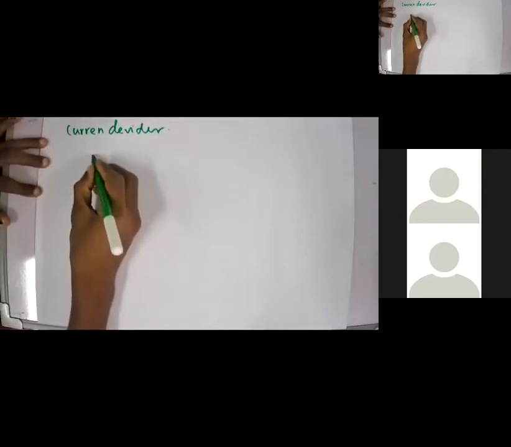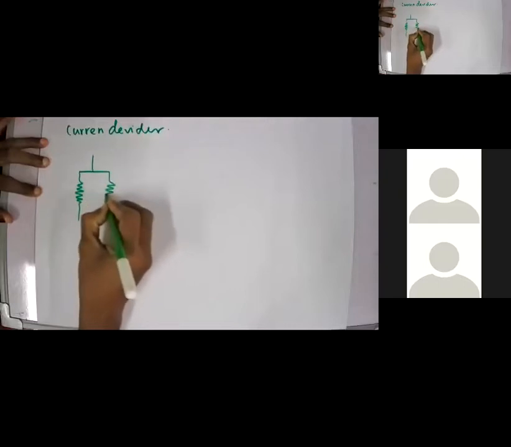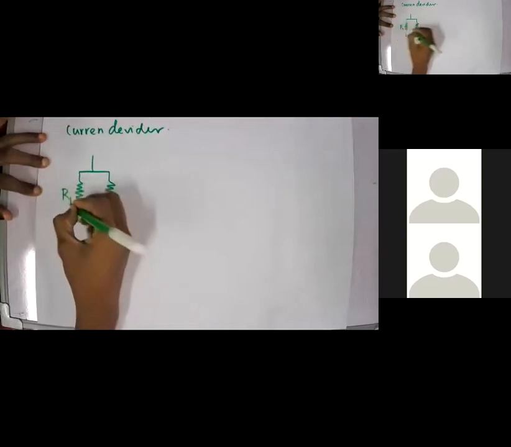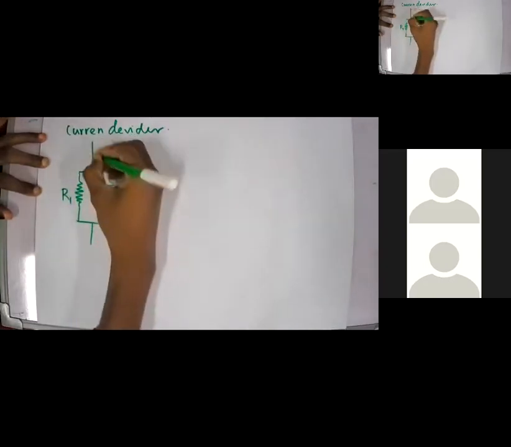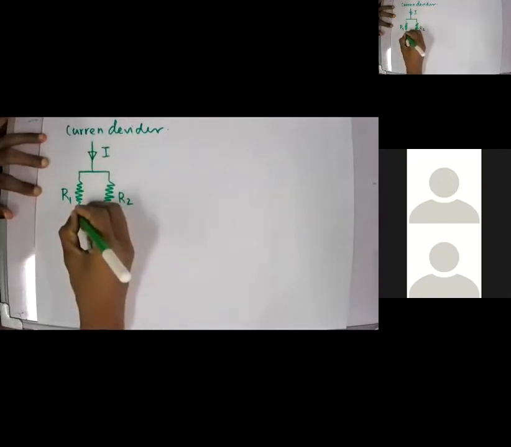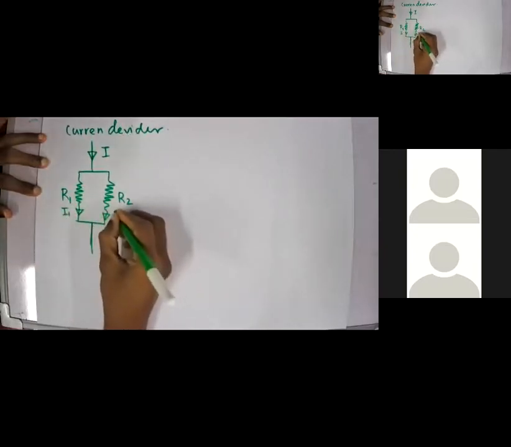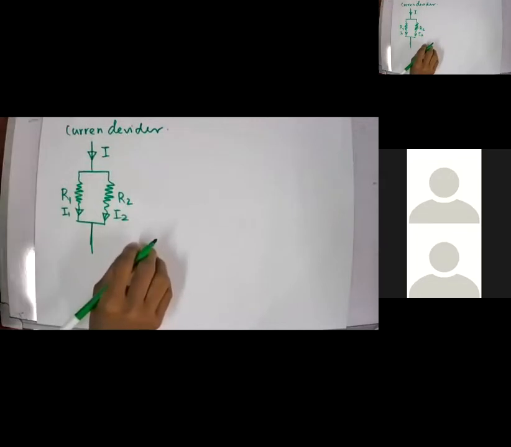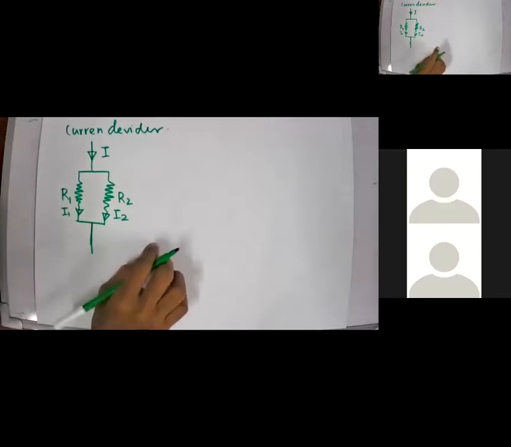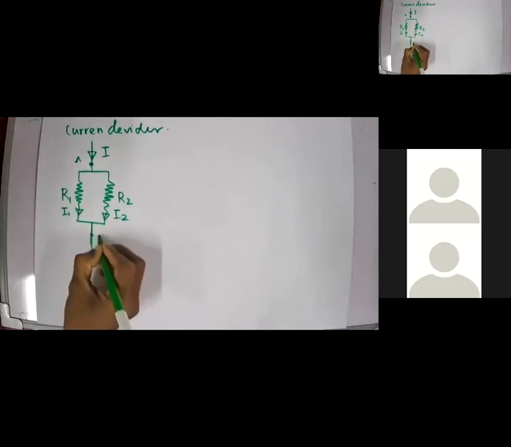A current divider is two parallelly connected resistors, something like this. Let this be R1 and R2, and I have a current of I. Let the current through R1 be I1 and the current through R2 be I2. Let's see how we can define I1 and I2. Now take these points as A and B.